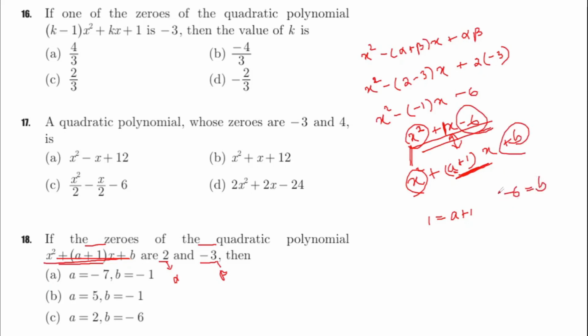So clearly you can see that the value of b is minus 6 and the value of a will be 1 minus 1 and that is 0. So the value of a is 0 and the value of b is minus 6. As one option is missing, I can see that a, b, c, 3 options are there and the d option is missing. So the d option is the right answer in which a is equal to 0 and b is equal to minus 6. So this will be the right answer. Okay.